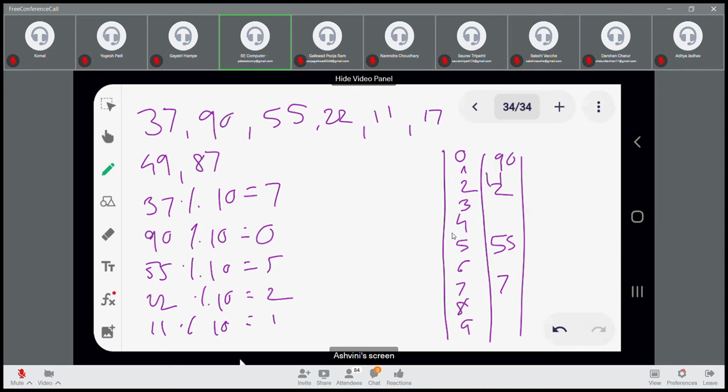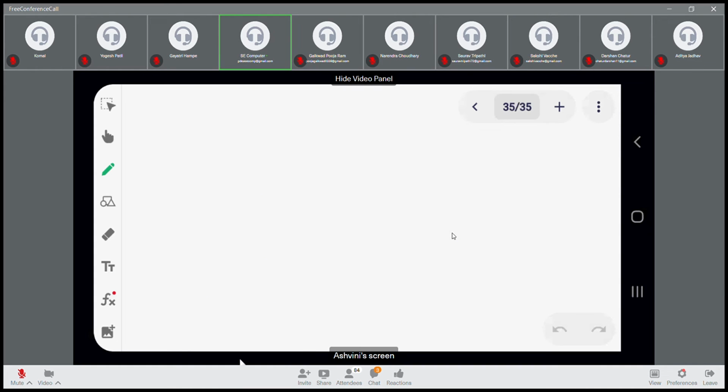Then 17. 17 mod 10 is equal to 7. Okay. Now here we have already placed 7 at location 7. Hence we can apply the quadratic probing here. Now let's see how to apply the quadratic probing. Okay. Now for that the formula is H I key is equal to hash key plus I square mod M.